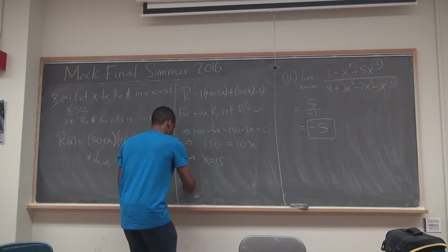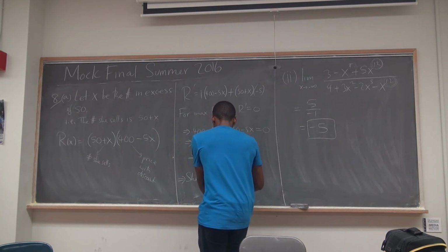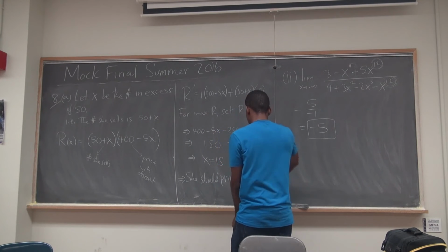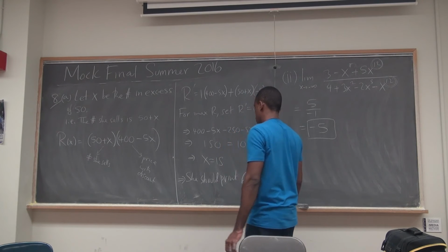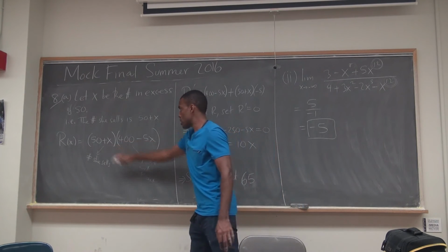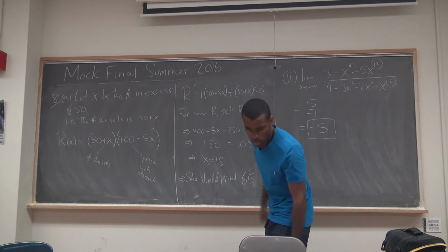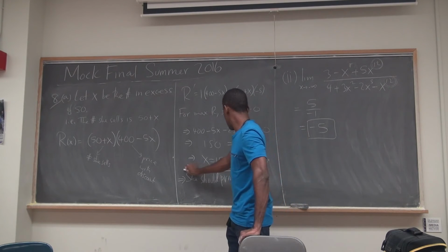This means she should print 65. So you just plug back 15 into revenue? Yeah, this is your 50 plus x. How many prints should she make? Right? So she should make 65.